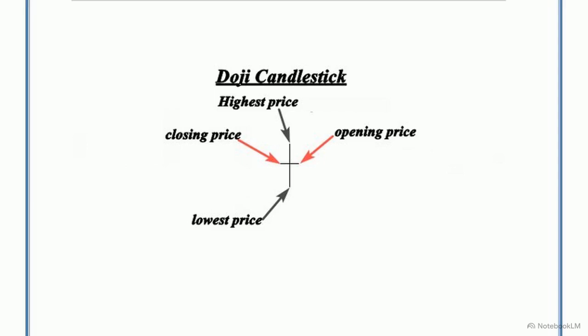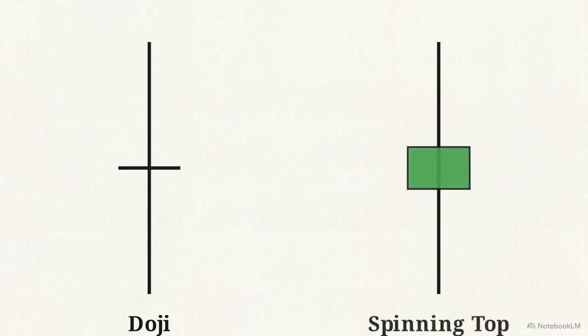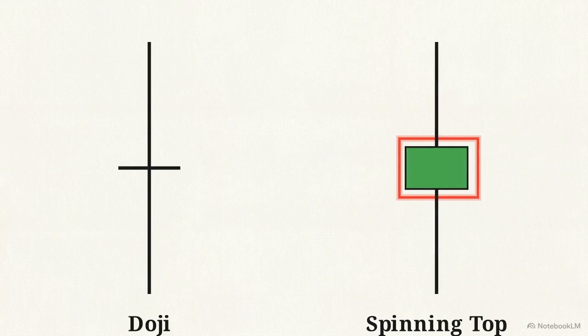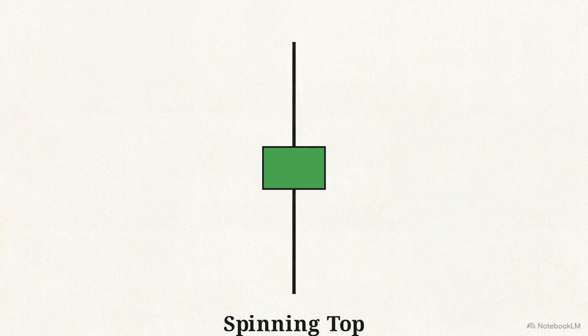This image illustrates what is known as a classic Doji candlestick pattern. The defining rule here is simple. The opening and closing prices of the asset must be exactly or almost exactly the same, creating a distinct cross shape. Next, we have a related formation called the spinning top. The key difference here is that a spinning top possesses a small but distinctly visible rectangular body right in the middle of the shape. To classify as a valid spinning top, the shape must meet specific mathematical constraints.